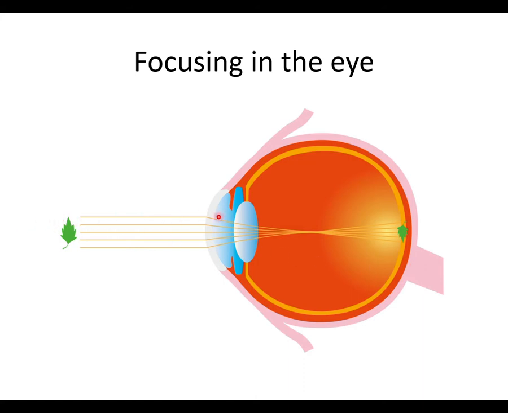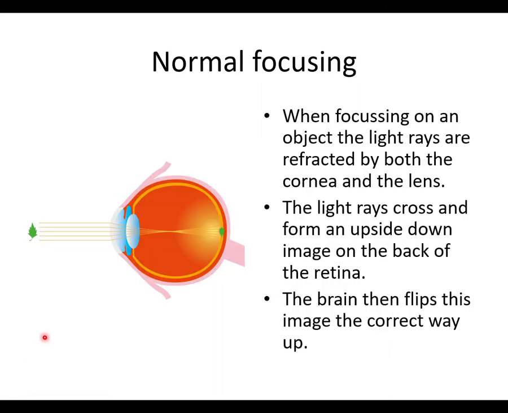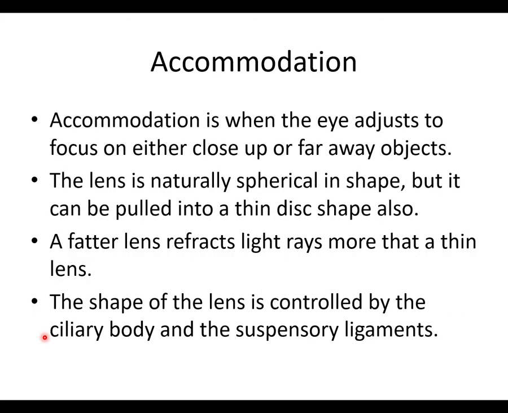So light rays come in, they are bent by the cornea and the lens, and they then project this upside down image on the back of the retina. So this is what this says here: normal focusing, they're refracted by both the cornea and the lens. The light rays cross and form an upside down image on the back of the retina, and then your brain flips that image the correct way up. But there are two things that we need to have a look at, and that is how we focus when we are looking at objects that are either far away or close up.